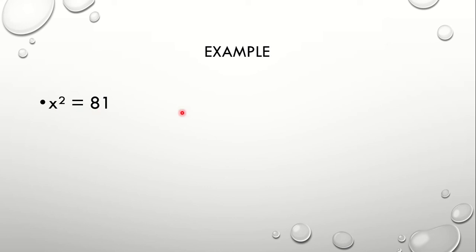So we're going to apply extracting square roots here by extracting the square root of both sides of this equation. So you have here the square root of x squared equals the square root of 81. What happens here is we just cancel the square root sign and the square, giving you x equals square root of 81, which is positive negative 9. So there are always two answers here. One is positive and one is negative.